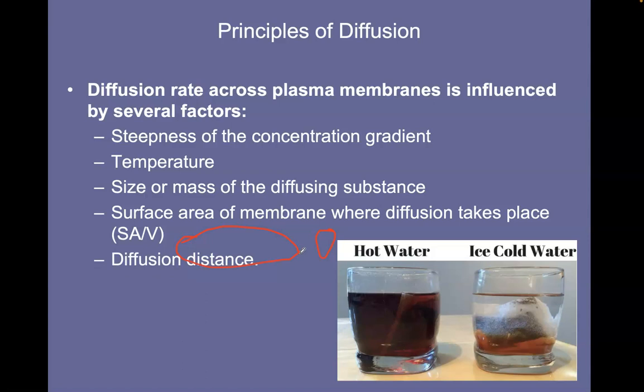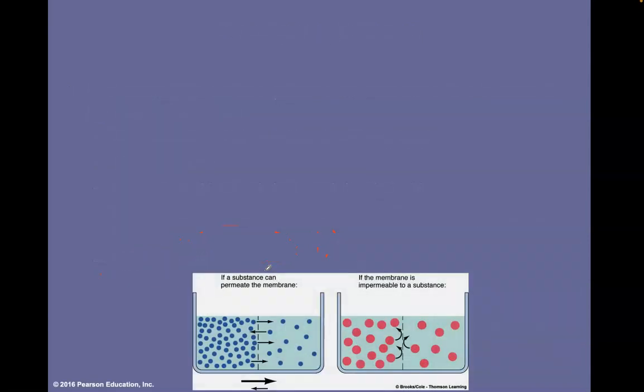And then, of course, the diffusion distance makes a difference. Now, this with our plasma membranes isn't really going to change too much, but if you're talking about diffusion of substances across your skin, obviously areas where you have thick skin, things are going to diffuse much more slowly than areas where you have a thinner layer of skin. So diffusion distance also has an impact. Obviously, the larger the diffusion distance, the slower the rate of diffusion is going to be.